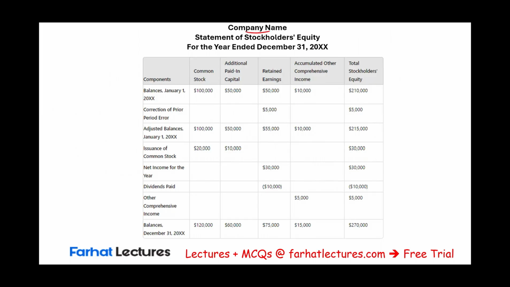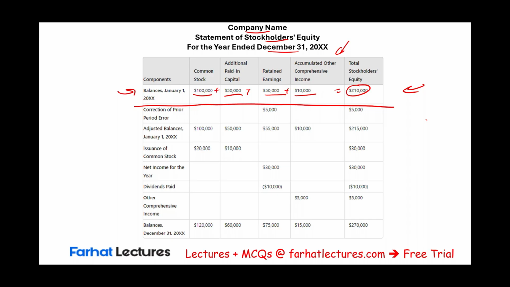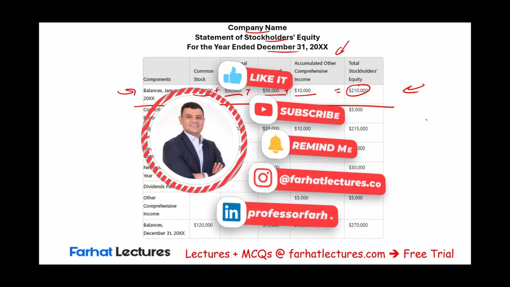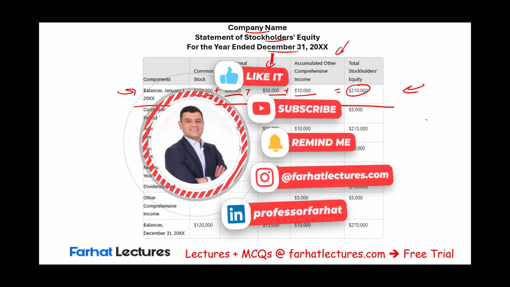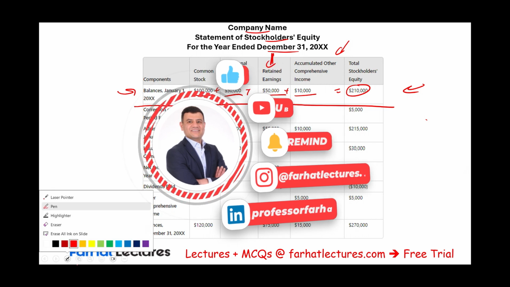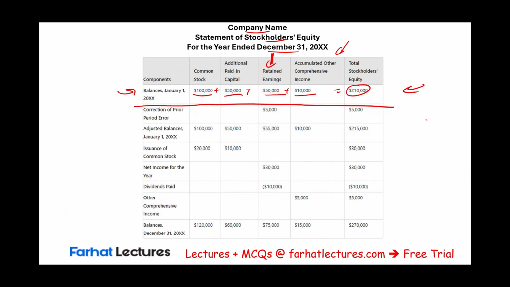You have the company name, the statement, and the period. And look, this is the beginning balance for common stock, additional paid-in capital, retained earnings, and accumulated other comprehensive income. Don't worry about this; you would learn about it in intermediate accounting. All these combined equal 210,000 in stockholders' equity. The statement of retained earnings is only one part of the statement of equity, because the statement of equity includes other things. This is the statement of retained earnings I highlighted in yellow.